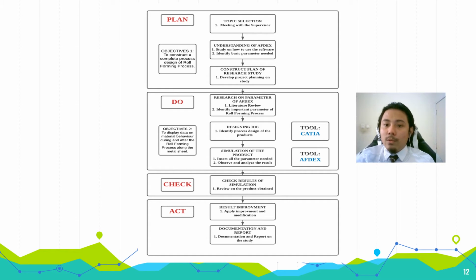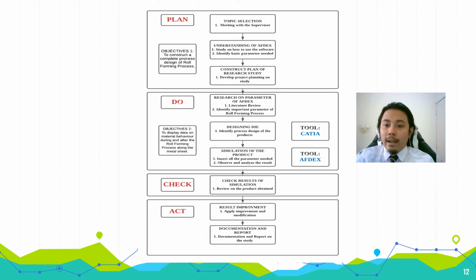Secondly, I will do. Do is to research on parameters of AFDEX, such as literature review, and identify important parameters of the roll forming process. Then, designing the die to identify the process design of the products. Lastly, simulation of the product: insert all the parameters needed and observe and analyze the result. It is to achieve objective 2.